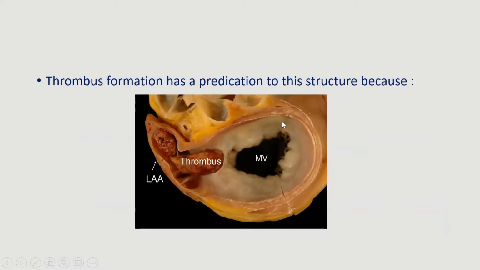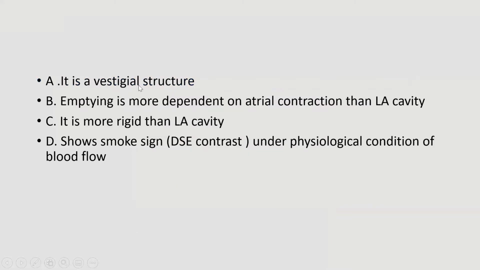So this is the left atrium, the mitral valve with the anterior leaflet and the posterior leaflet, and the LA appendage here. The interatrial septum is here. The aorta is somewhere anteriorly, and the tricuspid valve is here. So this is the LA appendage. So the question is that thrombus formation has a predilection to this structure. Why? Because it's a vestigial structure.